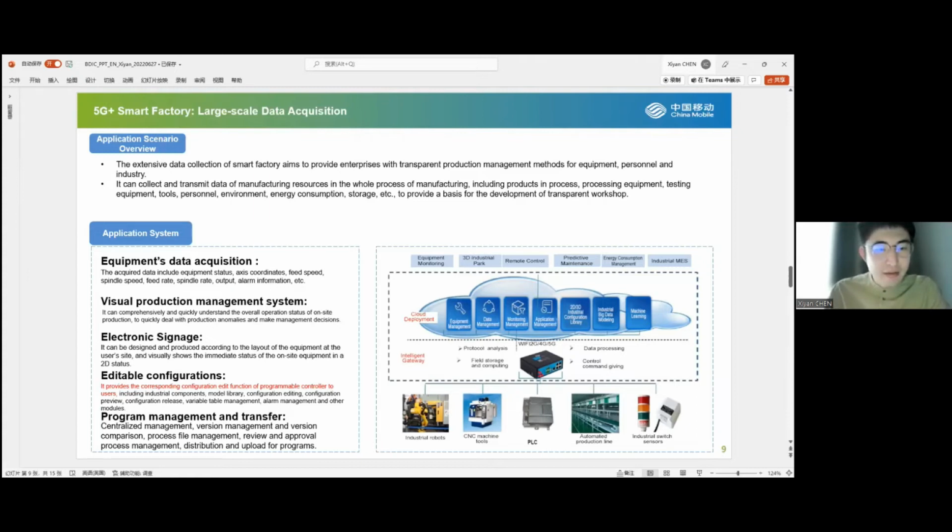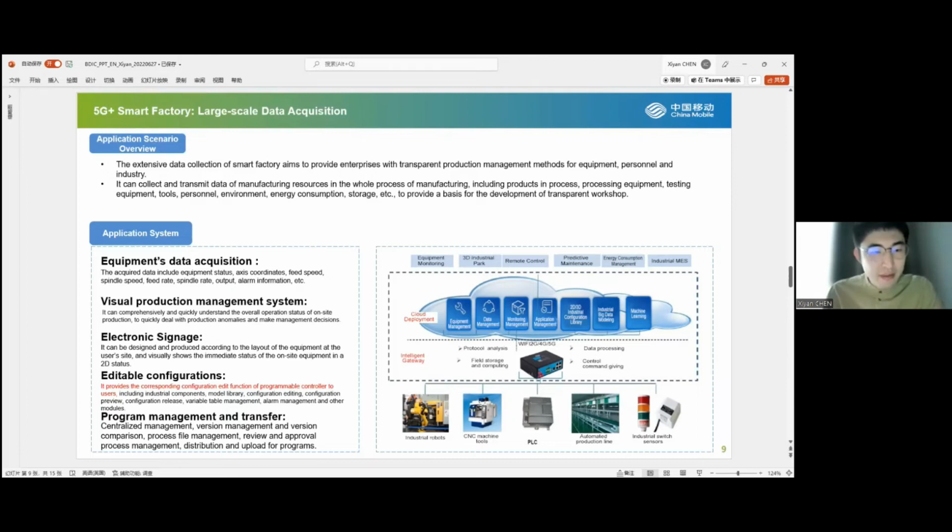decisions. And beyond that, we can have digital twin technologies to put that into 2D or 3D status, which is the electronic signatures. It can be designed and produced according to the layout of the equipment at the user side. And this one is most suitable for the management side. And the most important is that it has adaptable configurations. So from the platform, you can edit the corresponding configurations or the program controller to the users at any time through the platform by using the 5G network.